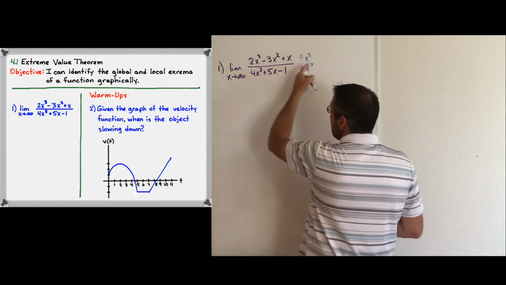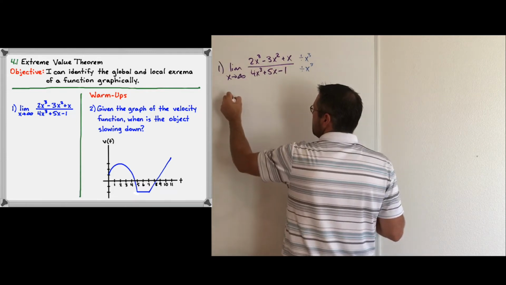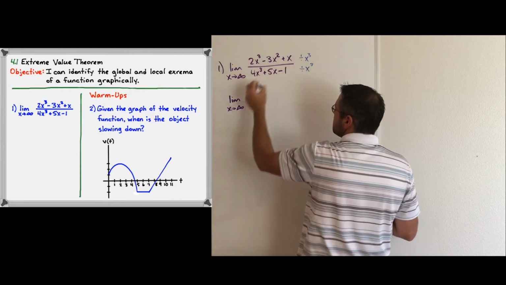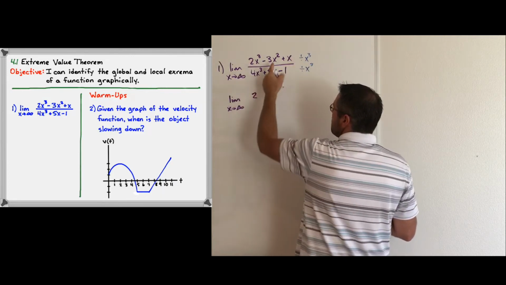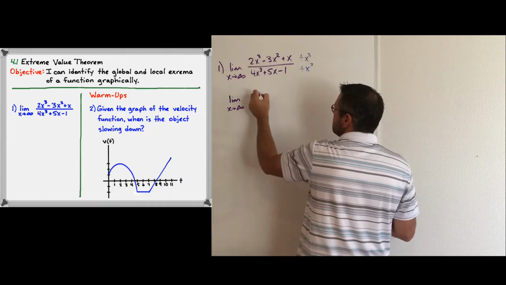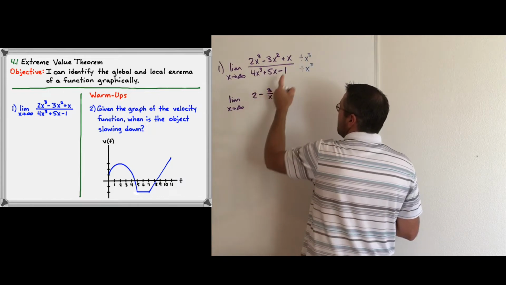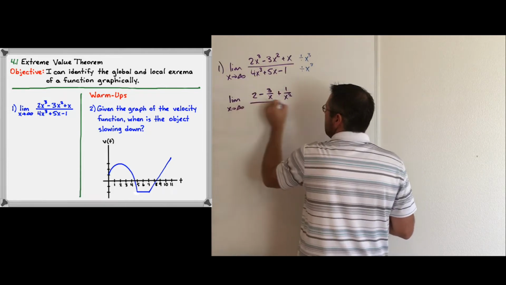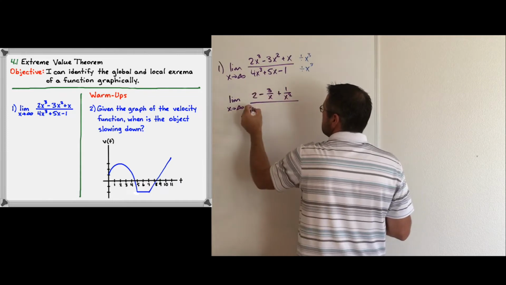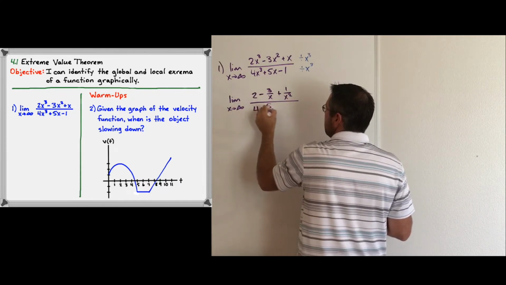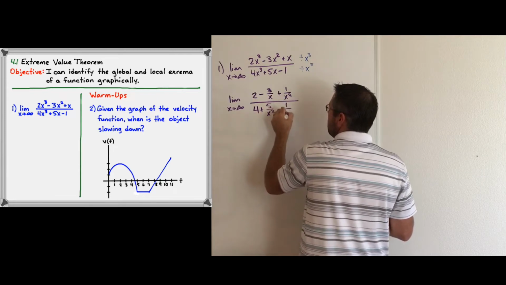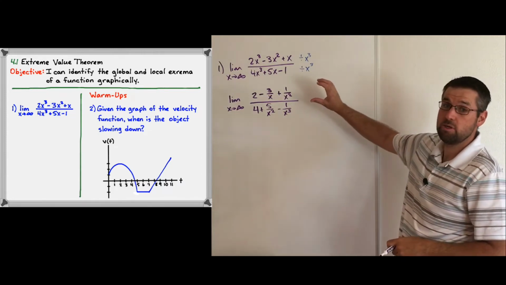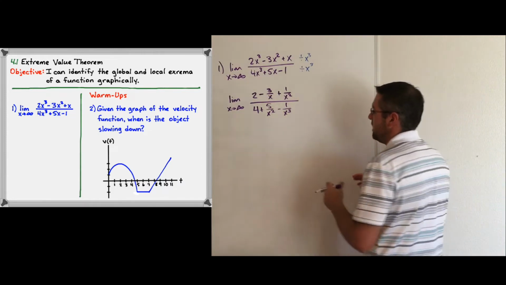If I divide the top by x cubed, I end up with the limit as x approaches infinity. So 2x cubed divided by x cubed ends up being 2. 3x squared divided by x cubed ends up being 3 over x. And then x divided by x cubed ends up being 1 over x squared. All over, and then we divide the bottom by x cubed. So we end up with 4 plus 5 over x squared minus 1 over x cubed. And now we have a function that we can try substituting again, and this form we should be able to get an answer out of.